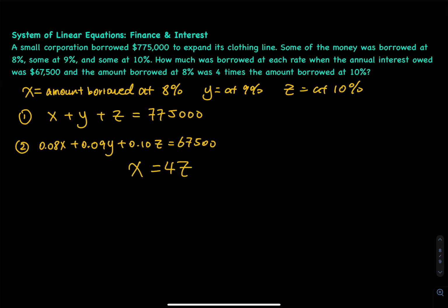But which amount is higher without multiplying by 4? The amount borrowed at 8% was 4 times the amount borrowed at 10%. So that means the amount borrowed at 8% is much higher, right? Which makes sense because 8% is the smallest interest rate. It is reasonable to borrow more at 8% and less at 10%. So after you get the result, x must be greater than the amount at 10%, because at 10% they charge you an additional 2%. You don't want to borrow that much money.